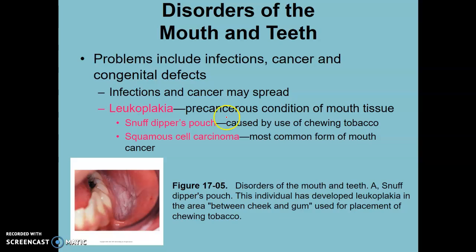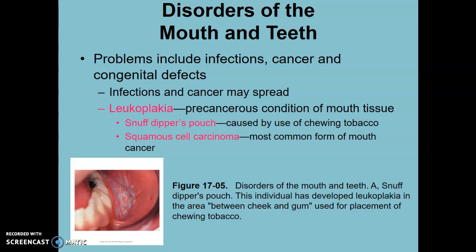Leukoplakia is a precancerous condition of the mouth, and here's an example of leukoplakia. This usually comes from chewing tobacco, and a common name for this is snuff dipper's pouch. The area where the chewing tobacco sits becomes kind of chalky looking, and the leukoplakia ends up developing cancerous tissues inside of that region there.